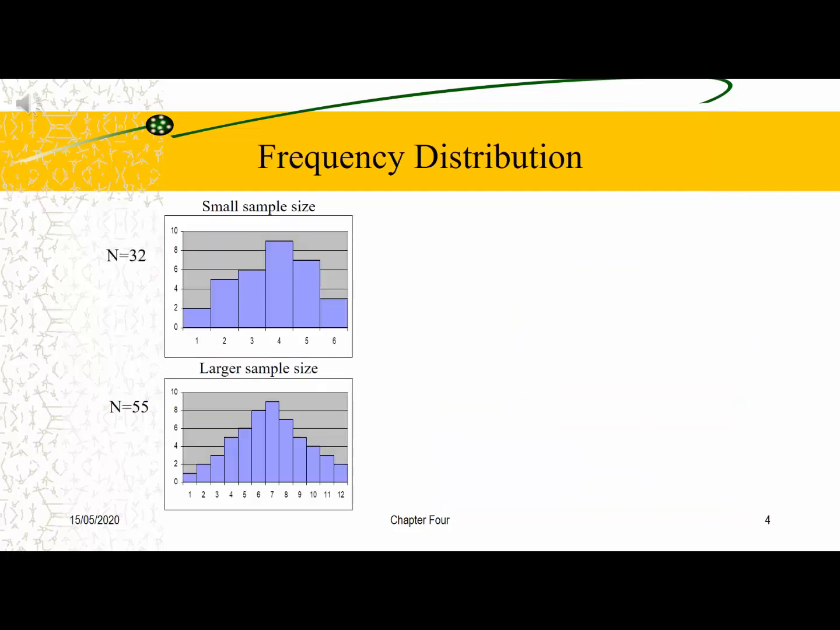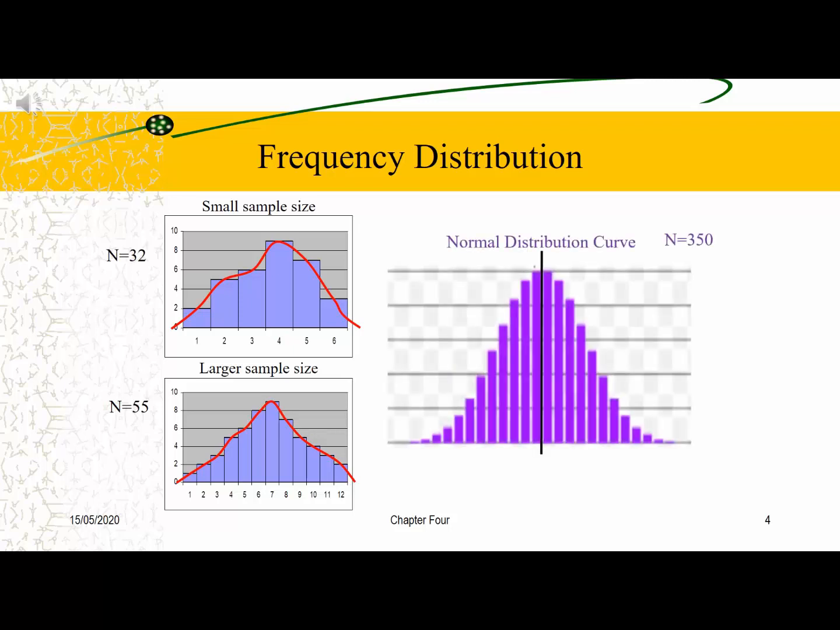Recall Chapter 3, where you learned about frequency distribution. Here are two histograms, one using a sample size of 32 and the other a sample size of 55. The frequency polygons are also shown. As the sample size increases, the frequency polygon starts to smoothen out and approach what is known as a normal distribution curve. The normal distribution curve follows the Gaussian distribution equation. It is symmetrical about the mean.